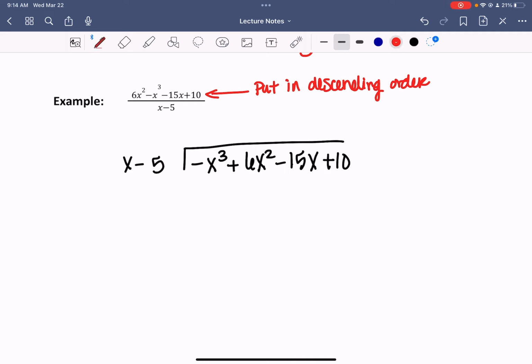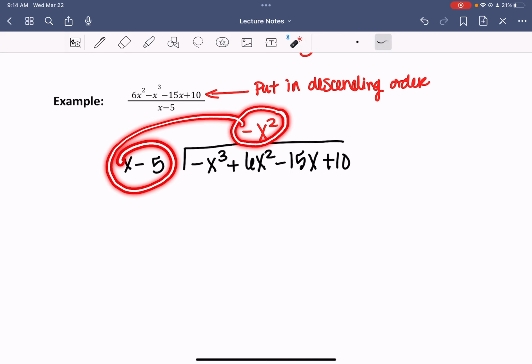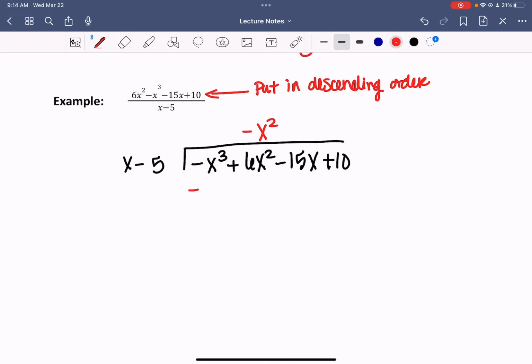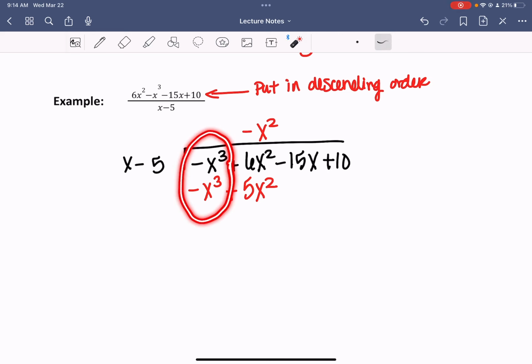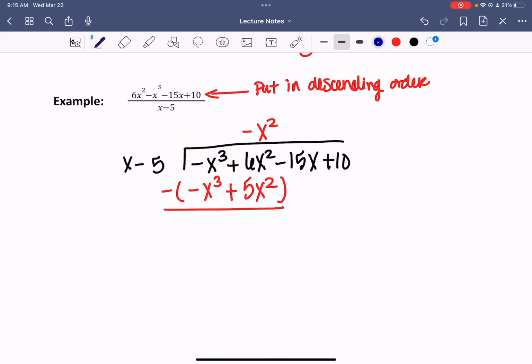And then we go back into the comparing game. We say x times what would give me that negative x cubed, and that's a negative x squared. And I always place it above the term with the same degree. Then I multiply, taking this negative x squared times everything out front. So it gives me negative x cubed plus 5x squared. These should always be the same before you subtract. That's the goal when you're creating this piece. And then you're going to subtract this whole thing. But remember, you have to change all the signs.